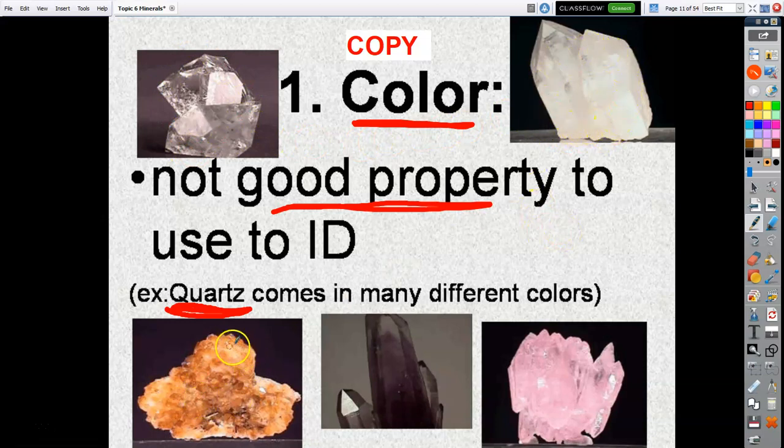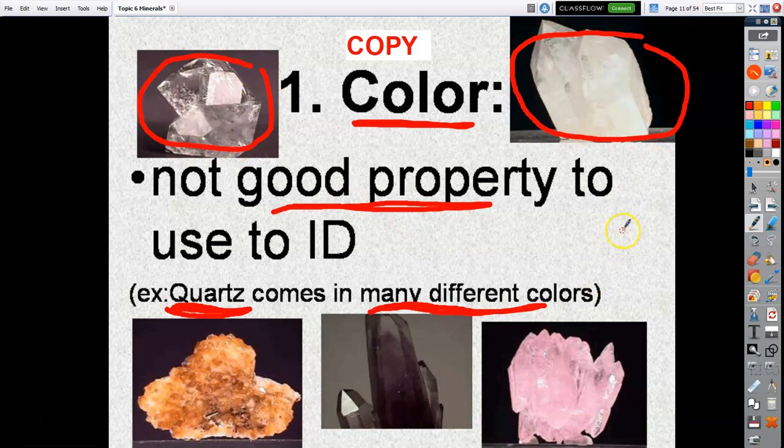Down here in the bottom left you've got a citrine quartz. It's got a sort of yellowish, amberish color. This one in the bottom middle is called smoky quartz. It's got this grayish black color. And over here you've got rose quartz, which is sort of a light pink color. But again, all of these are quartz. So it's very hard sometimes to identify by color because minerals will come in many colors. And the other thing is you have a lot of minerals that have the same colors. Like there's a lot of clear minerals out there. There's a lot of white minerals out there. And so it's very hard to identify just by color.